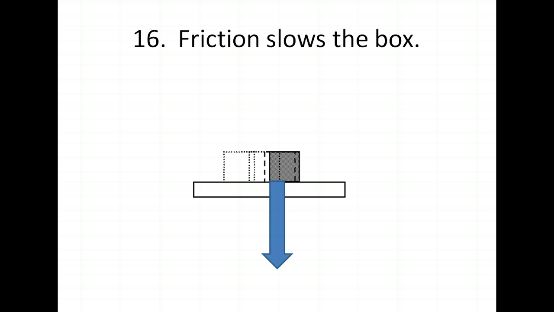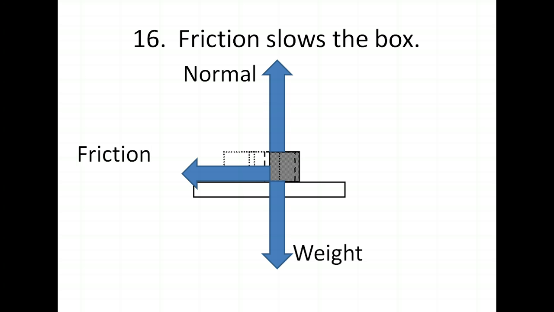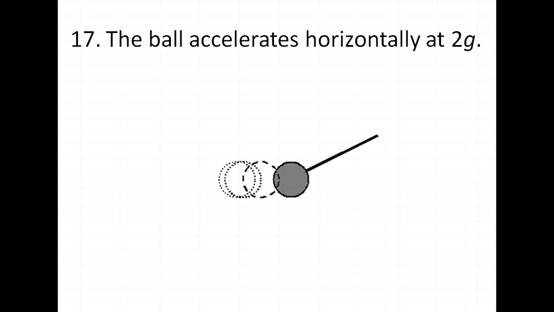The friction slows the box. So we've got a box sliding along, so we've got our weight and our normal force, and here we're going to have our friction pulling it backwards. Since we don't see an external force, we don't have that forward force.